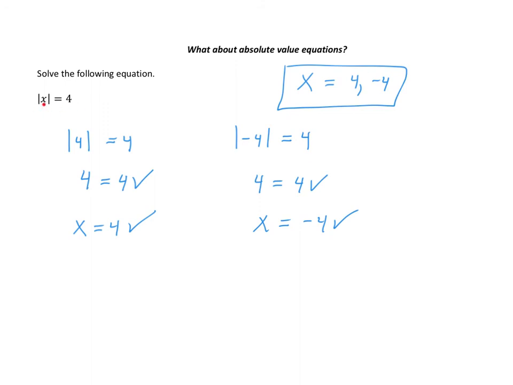That is, take the thing inside the absolute value and set it equal to this side of the equation, but also take the thing inside the absolute value and set it equal to the negative of what appears over here. This will allow you to find 2 solutions to the given equation.